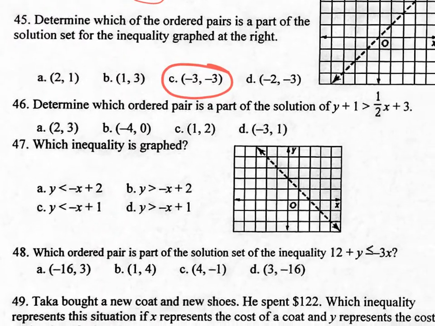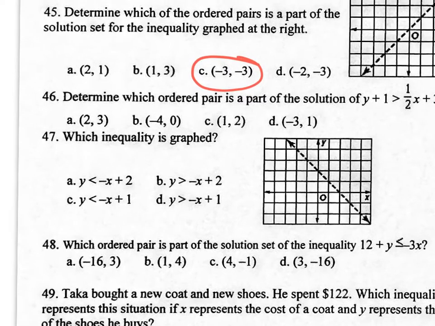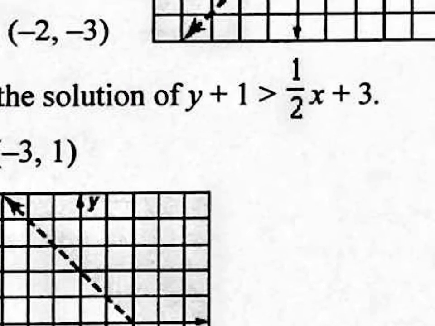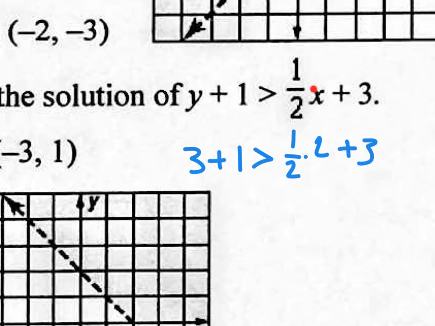46, determine which ordered pair is part of the solution. Okay, so again, they give us coordinates, which are really x and y values. And all they're asking for is which of those x and y values works for this. So all I got to do is test them. So let's test 2 and 3 in here. If I plug in a 2 for x and a 3 for y, that's going to be 1/2 times 2, and a 3 for y plus 1 is greater than plus 3. So all I did was plug in a 2 for x and a 3 for y.